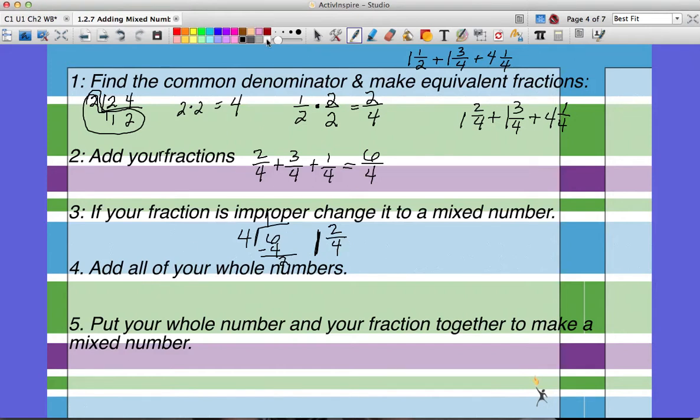Now I have to add all of my whole numbers. In this case, you have 1, 1, 4, and this extra 1 that you made from the improper fraction. You have to make sure to include that. If you don't include that, your answer is incorrect. So now I have 1 plus 1 plus 4 plus 1.